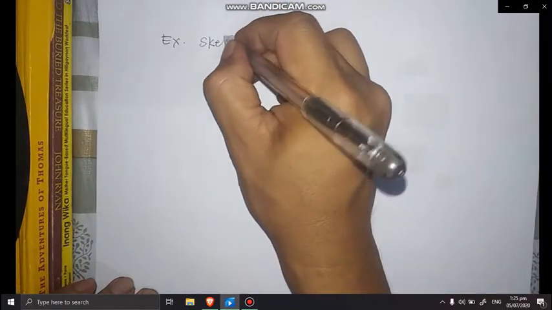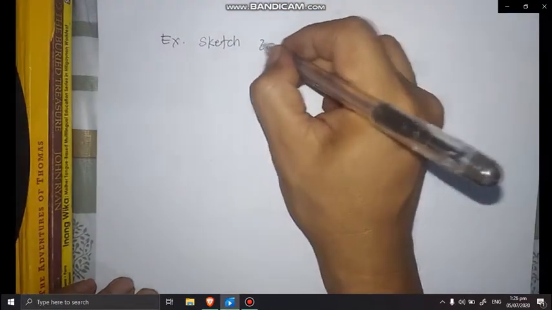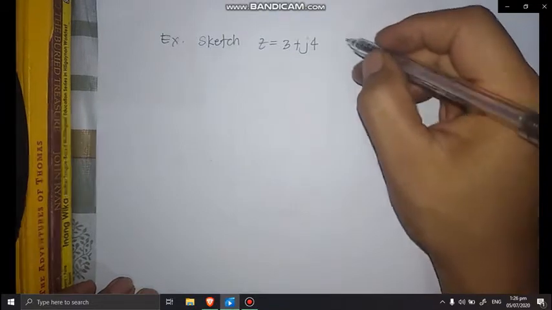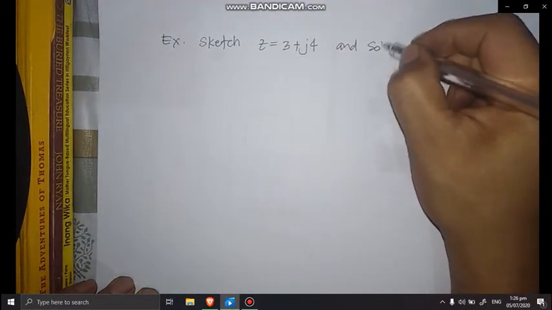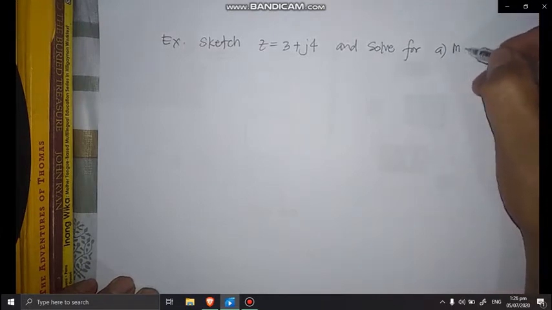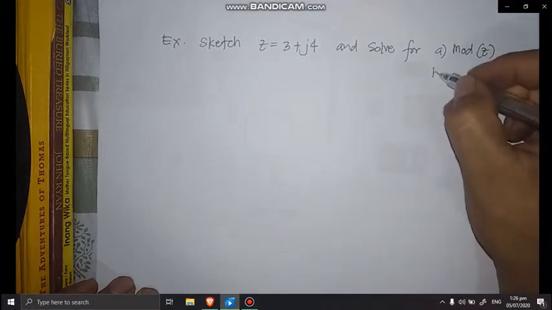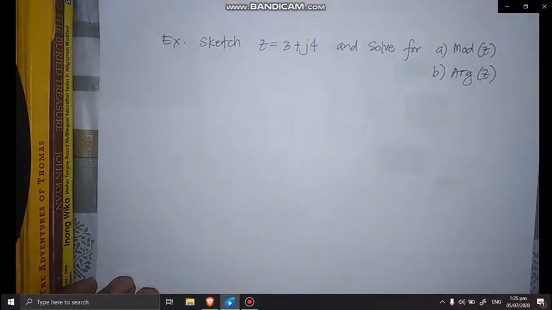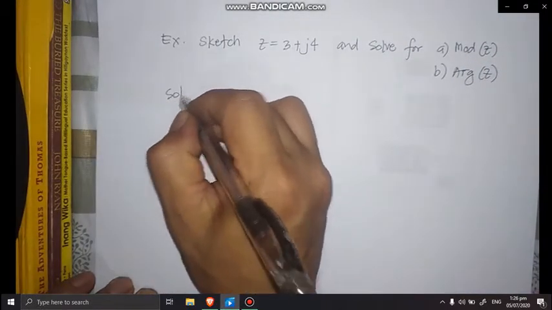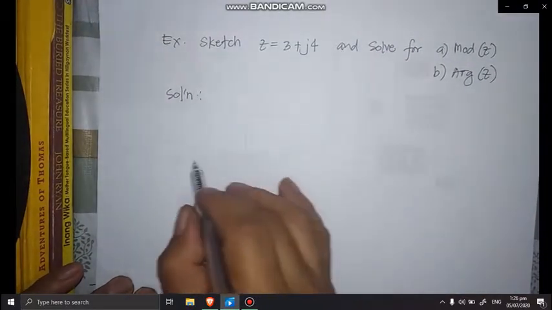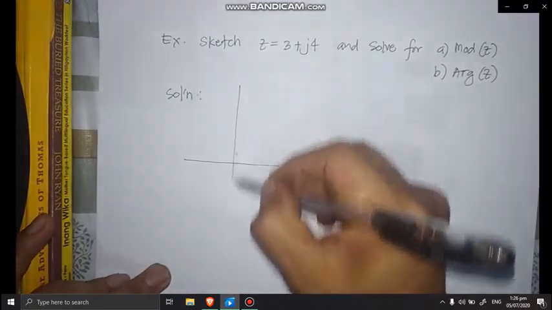Now, let's have an example here. We will sketch the complex number 3 plus j4, and we will solve for the value of the modulus of z. You can read that as the modulus of your complex number z and the argument of your complex number z. Take note, the modulus of z is the same as the magnitude of z, and the argument of z is the same as the angle theta.